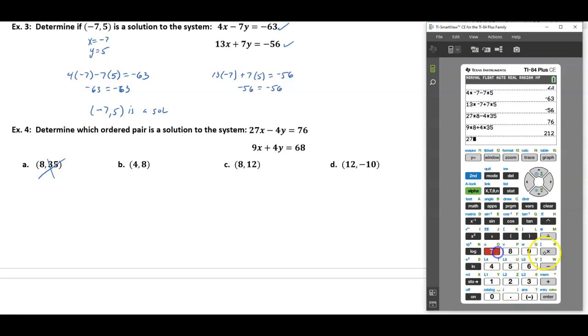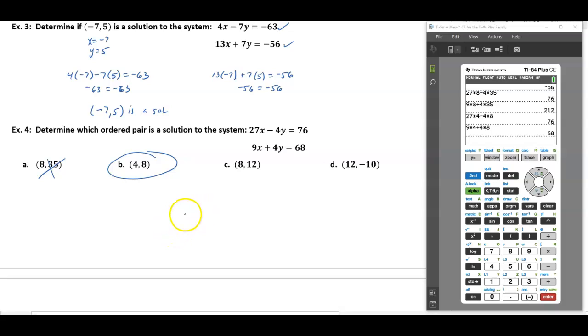Therefore, that is not a solution. Next one, 27 times 4 minus 4 times 8. Does that equal 76? That checks out. How about 9 times 4 plus 4 times 8? That equals 68. Does that check out? Yes. So letter B is your solution. You'll know right away.